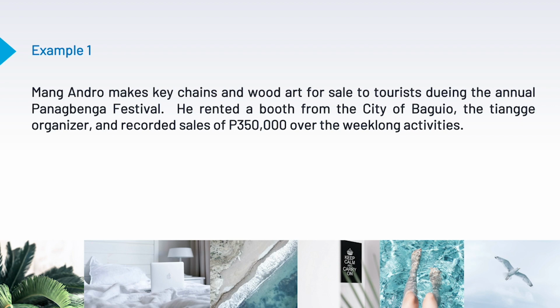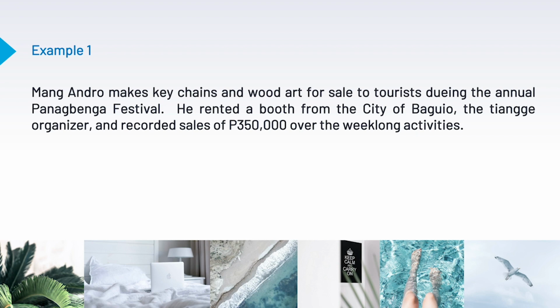So what is his classification? Is he subject to business tax or not? Mang Andrew is not considered habitually engaged in business. So his 350,000 sales is not subject to business tax, but is subject to income tax. Okay? Because he is not part of habitual engagement.